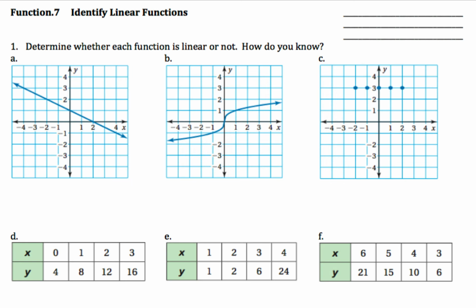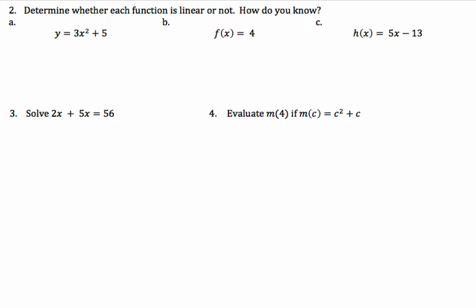Okay, let's take a look at what you'll be doing in the practice. On number 1, you've got 6 problems, 3 graphs, 3 tables. Determine if they're linear or not. You just check to see if the slopes are the same on the tables. And the graph, you just look and see if it's a straight line. Number 2, are these linear from an equation?